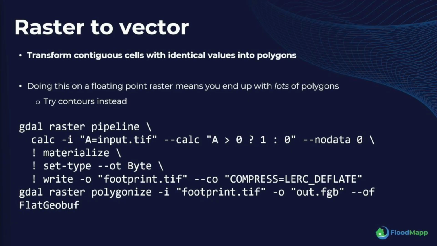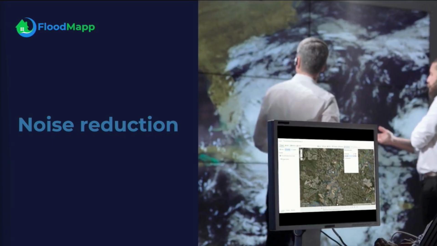Okay? But from here, we can then use this raster polygonize command to take that footprint and then convert it to a vector output, our flat GeoBuffer in this case, with the polygonize command here. Okay, very simple.